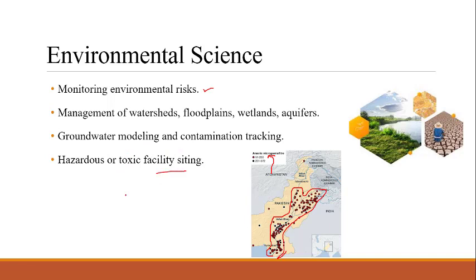Hazardous and toxic facility siting means that if somewhere there is a medicine or medical treatment hospital and they dispose of their waste, where should it be disposed? Through GIS, we can easily find the location, that is, site suitability for disposal of these wastes. So in environmental sciences, GIS can be useful in different aspects.